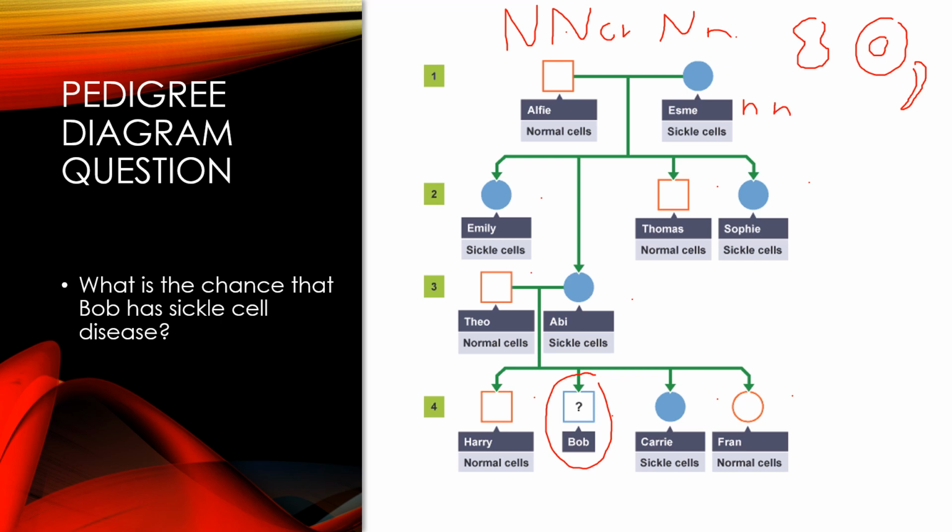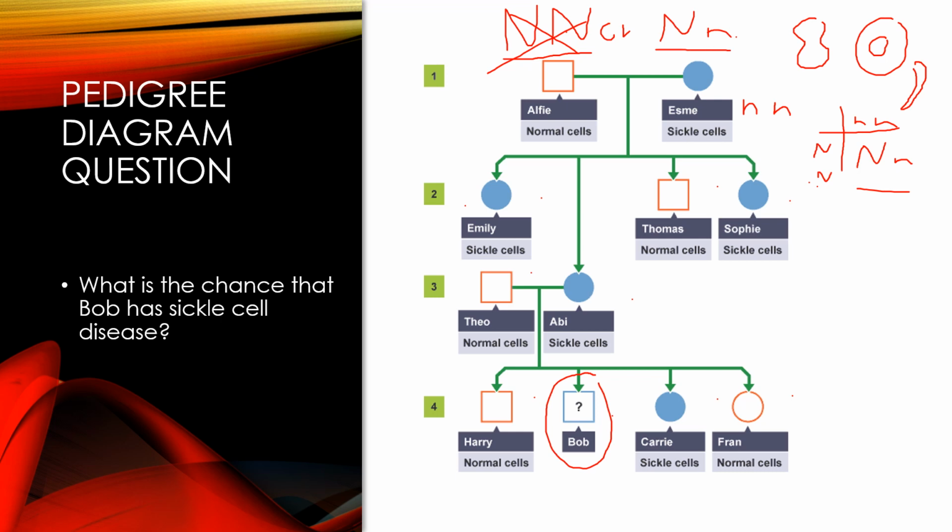Okay. Now, if Alfie was homozygous dominant, what would happen if we do a quick cross over here, if Alfie was homozygous dominant, and Esme we know is homozygous recessive, then we'd find that all the children would be heterozygous, and therefore all the children would have normal cells. We find that Sophie and Emily, both of these two kids do not have normal cells. Both of these actually have the disease. So therefore Alfie can't be homozygous dominant. He has to be heterozygous.